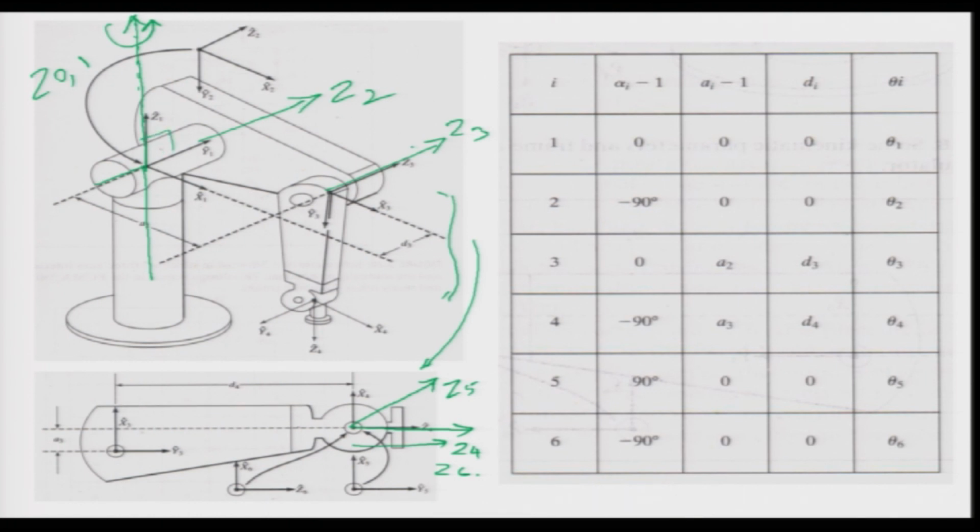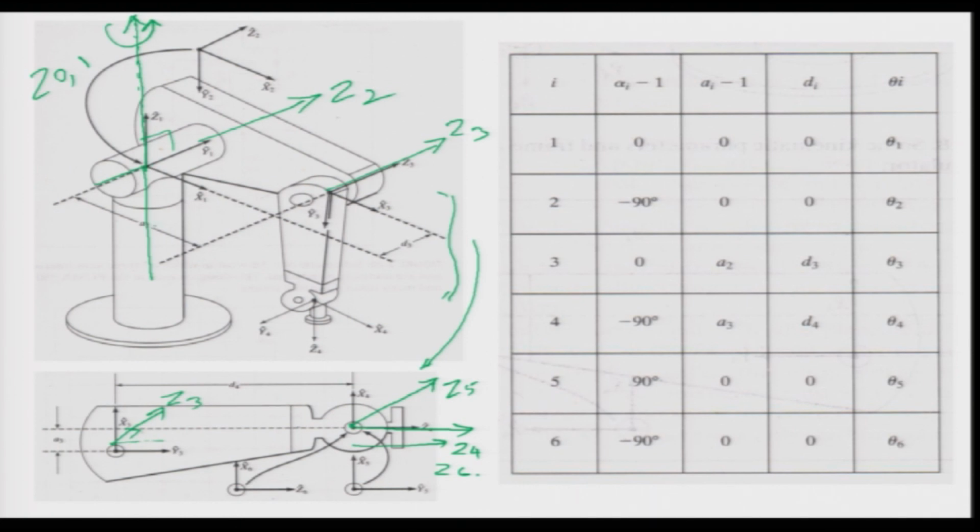Z2 and Z3 are parallel. Now Z3, and so in this figure, where is Z3? Z3 is in that direction, okay. Now Z3 and Z4 are again orthogonal, okay. So this is my Z3. So Z3 and Z4 are again, Z4 is in this direction, so there is an angle there, okay. Again Z5 and Z4 are orthogonal, and again Z5 and Z6 are orthogonal, but they intersect at the same point here. So from here we need to put in our X axis.